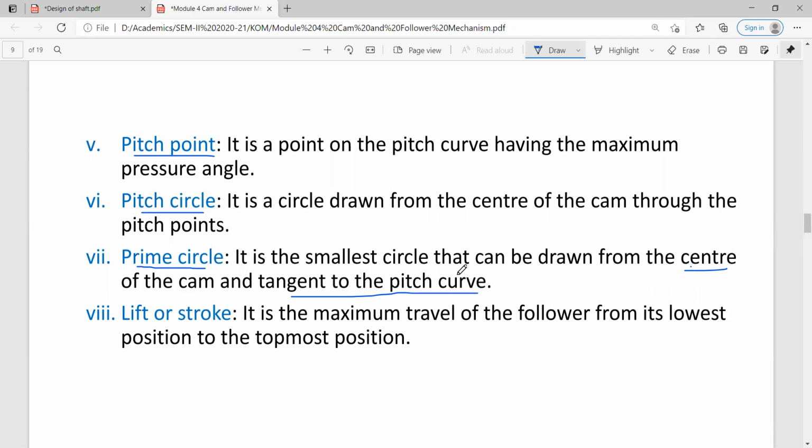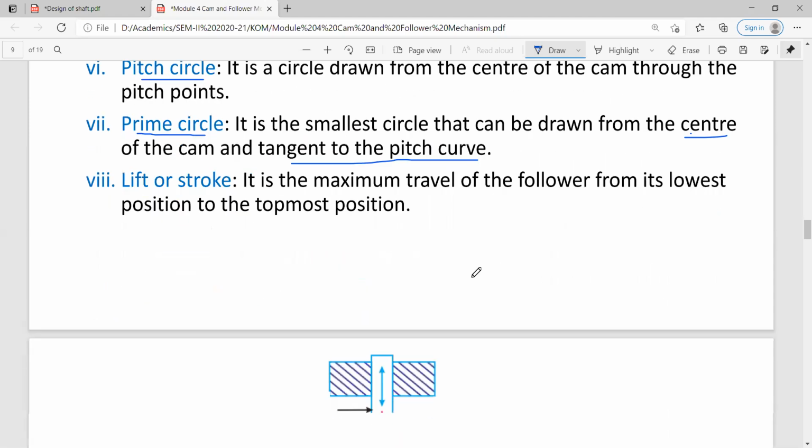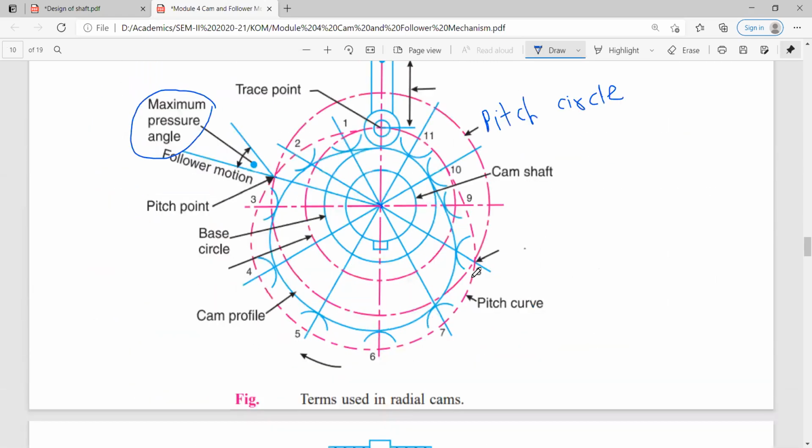You know that pitch curve is either parallel to the cam surface or it is on cam surface in case of knife edge follower. So how will we draw the prime circle? It is the circle which is touching the pitch curve. Okay, tangent to the pitch curve. So see, where is the pitch curve? It is the pitch curve like this.